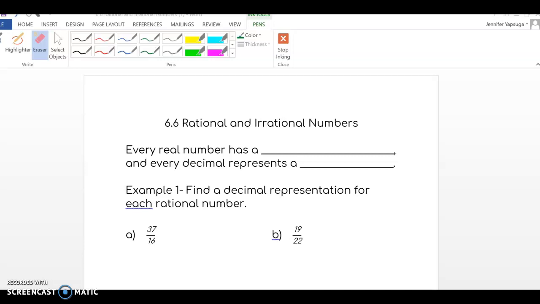Every real number has a decimal representation. So I'm going to get my pen started and write in here. A decimal representation. So that just means that you can write a real number as a decimal, and every decimal represents a real number.